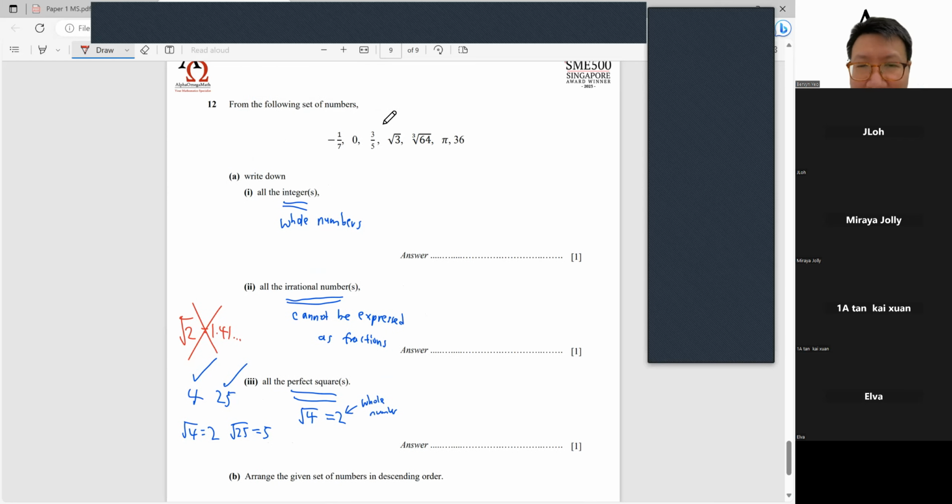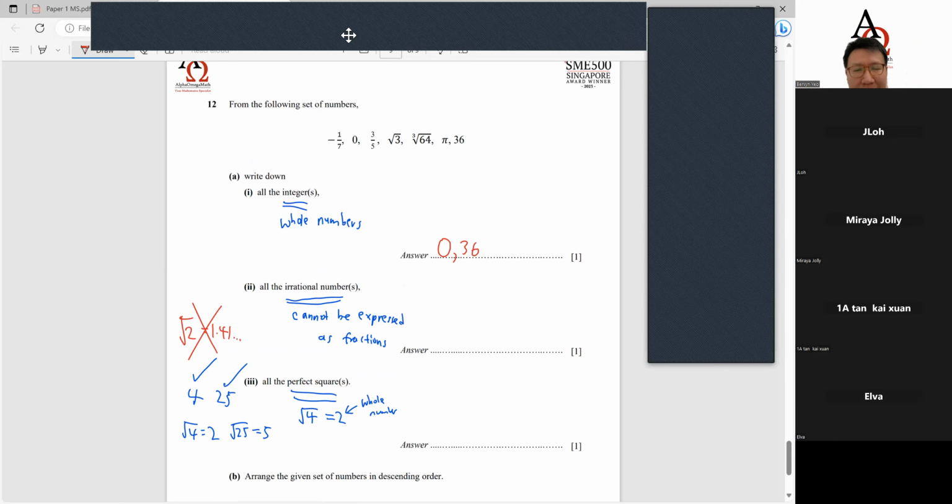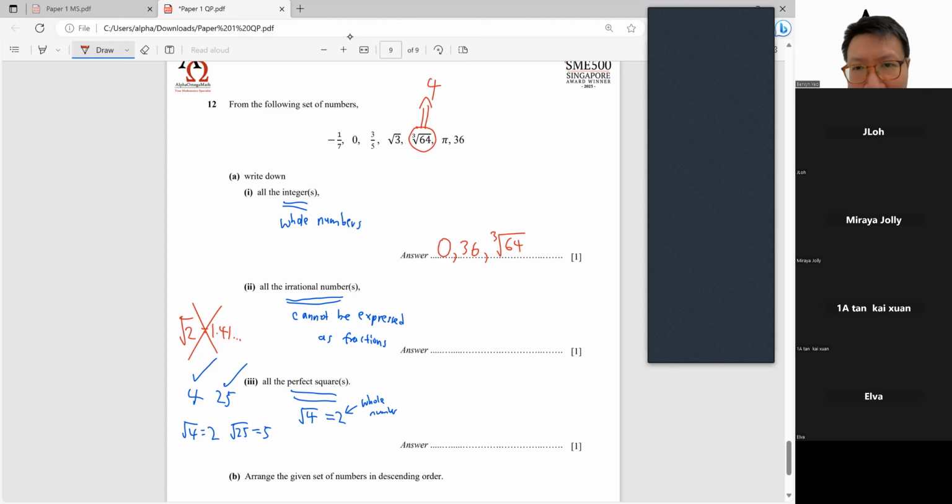So, which one of these are integers? You have 0, 36, any more? Any more? Okay, it's a tricky one. There's one more. Can anyone spot it? If you go and press your calculator, this will give you a value of 4. So actually, it's a trick question. This is also an integer because the cube root of 64 is a whole number. 4 times 4 times 4 is 64.